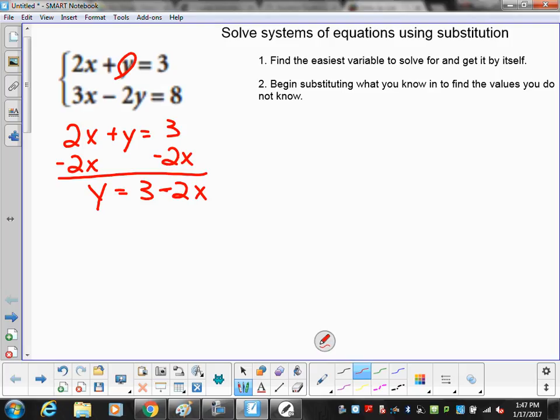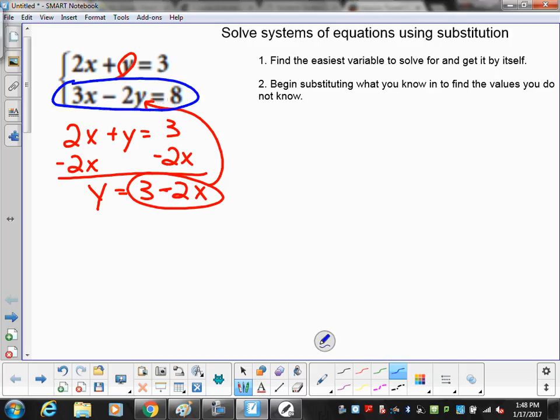Remember when we solve by graphing, we're trying to find that point where they intersected. This way we're trying to find a point also. We're looking for an x value and a y value. So now it says begin substituting what you know to find the values you do not know. Here's what I know: y equals 3 minus 2x. In this other equation where y is, I'm going to substitute this expression in for the y. So I'm going to rewrite this equation, but where the y is, I'm going to put this.